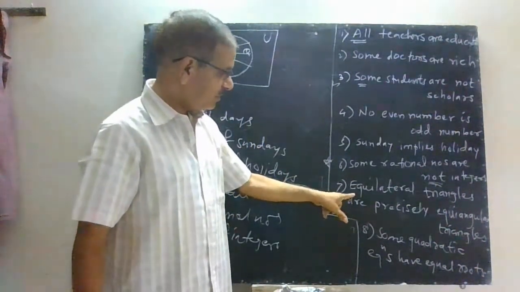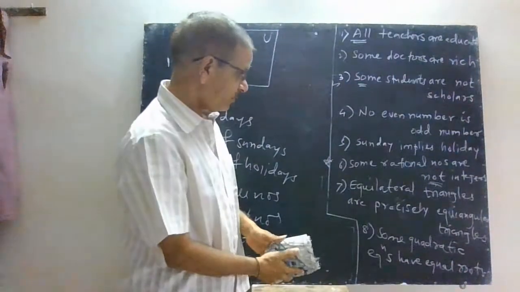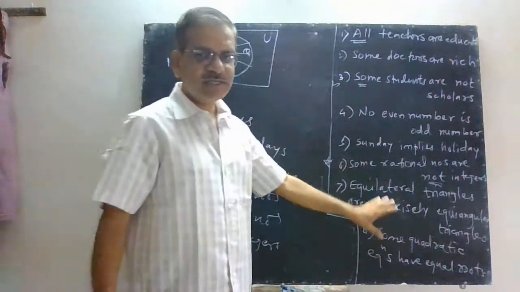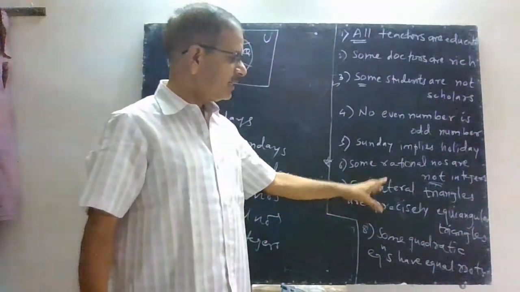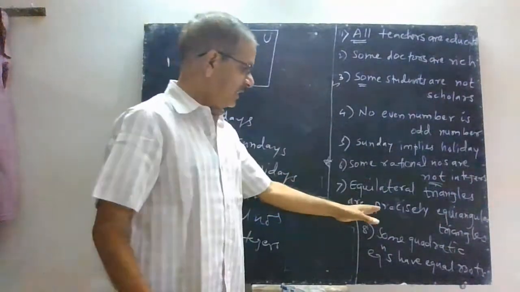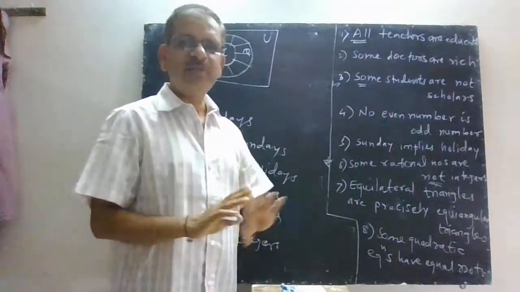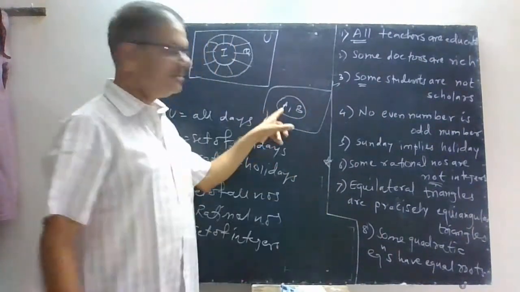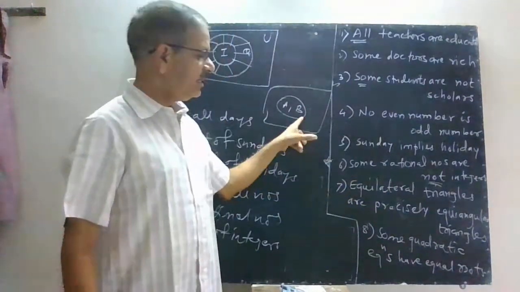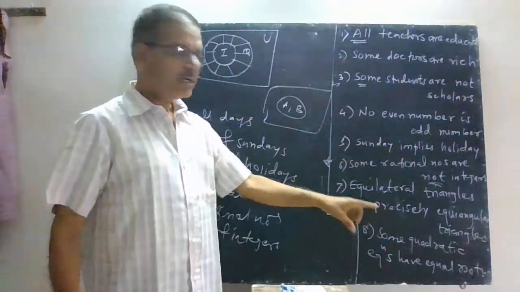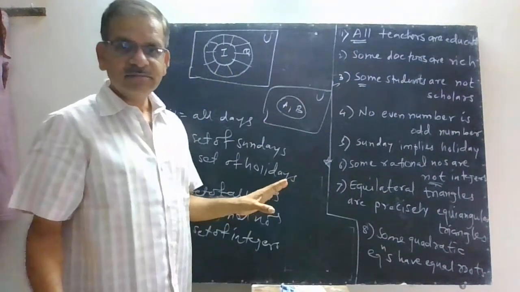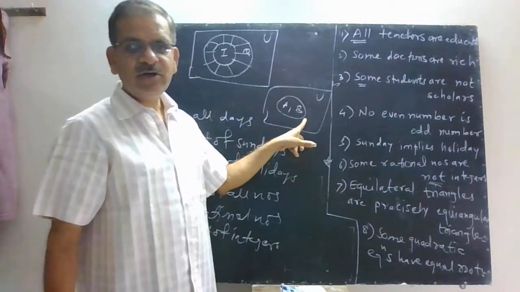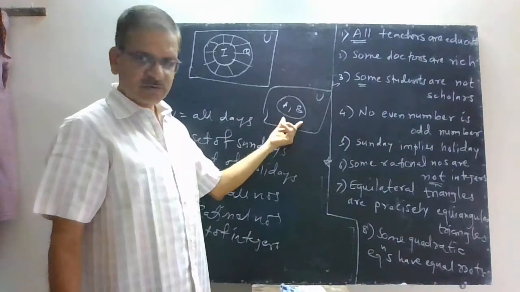Now see this one. Equilateral triangles are precisely equiangular triangles. You see, if you understand the meaning, it is very simple. That means the set of equilateral triangles and the set of equiangular triangles are both the same. They are precisely the same. That means you will draw figures A and B, where A is the set of equilateral triangles, B is the set of equiangular triangles, and U is the set of all triangles, and both are the same. So we will draw a figure of this type.